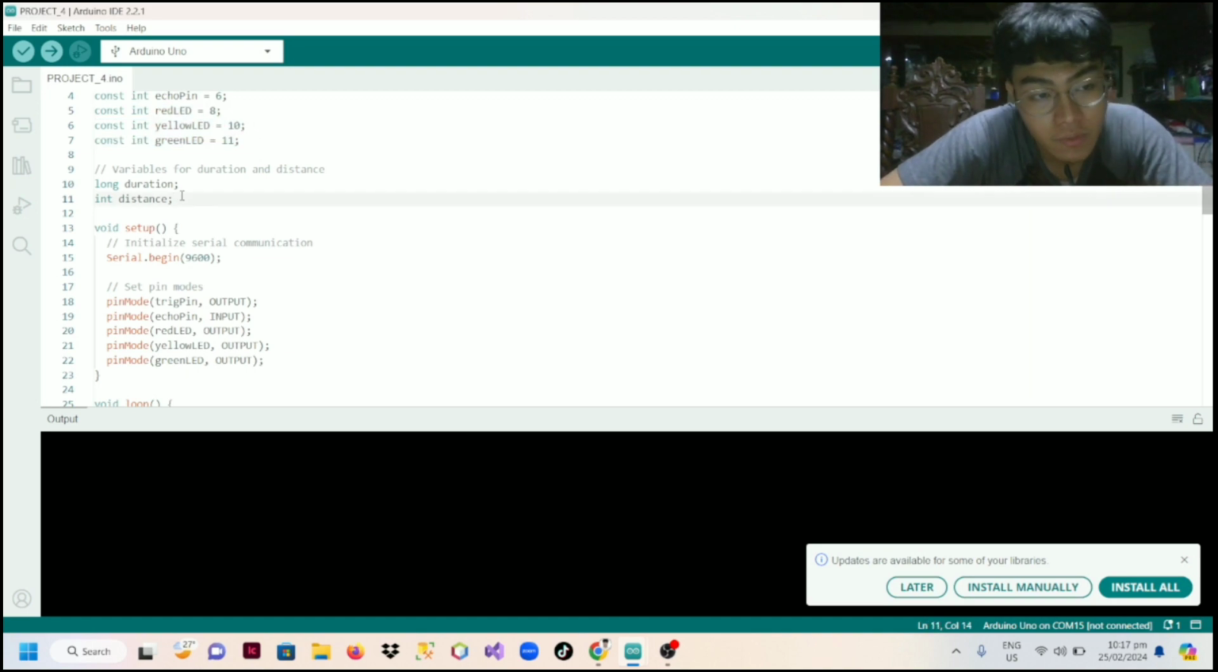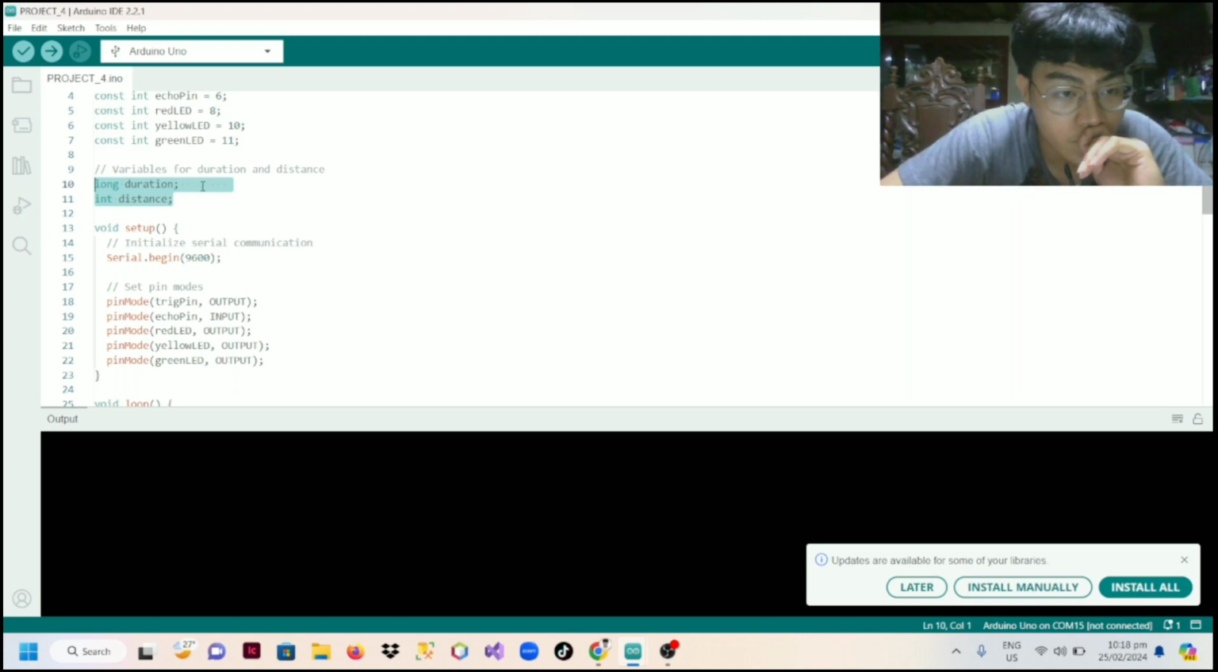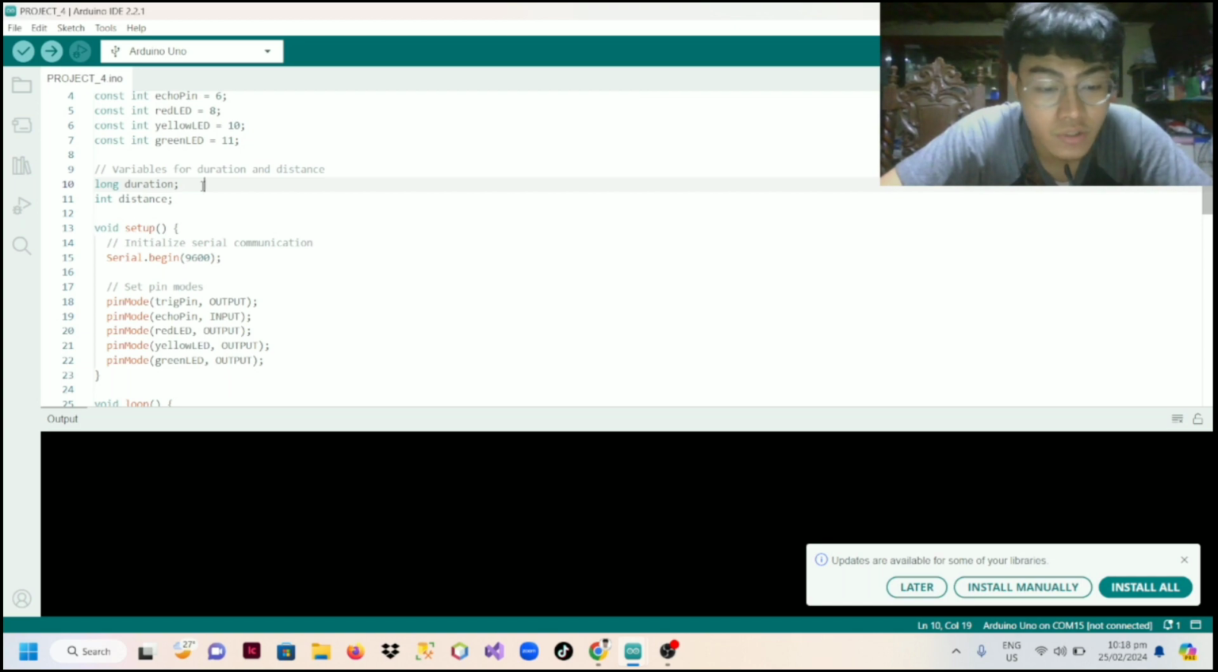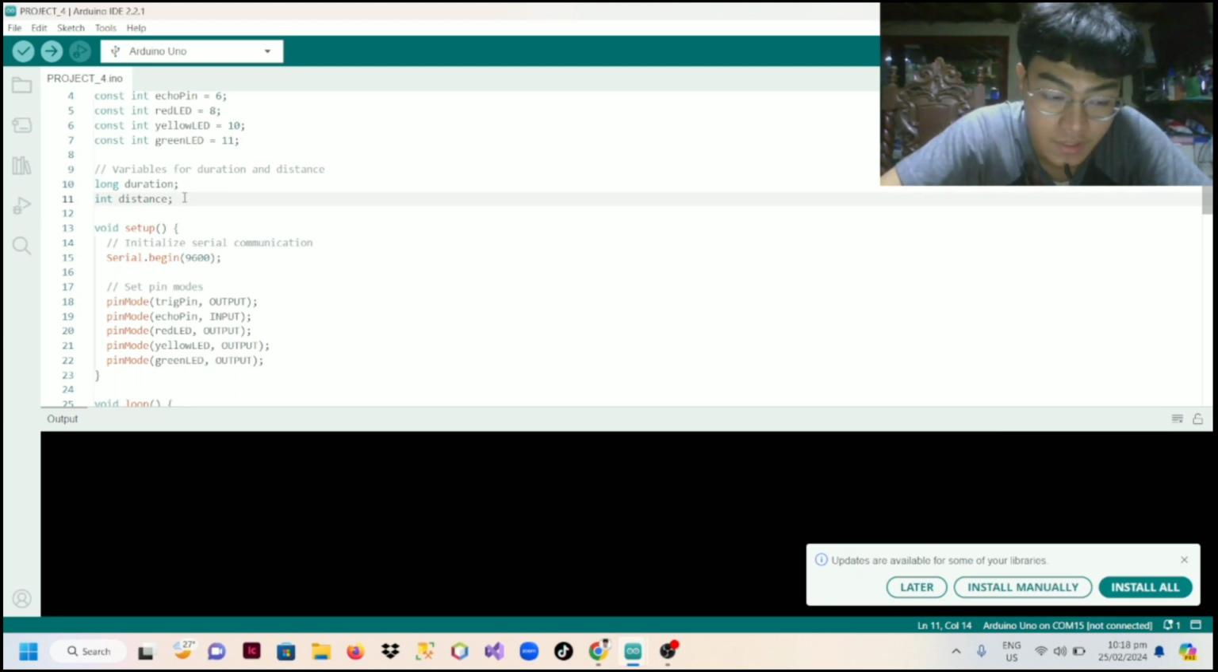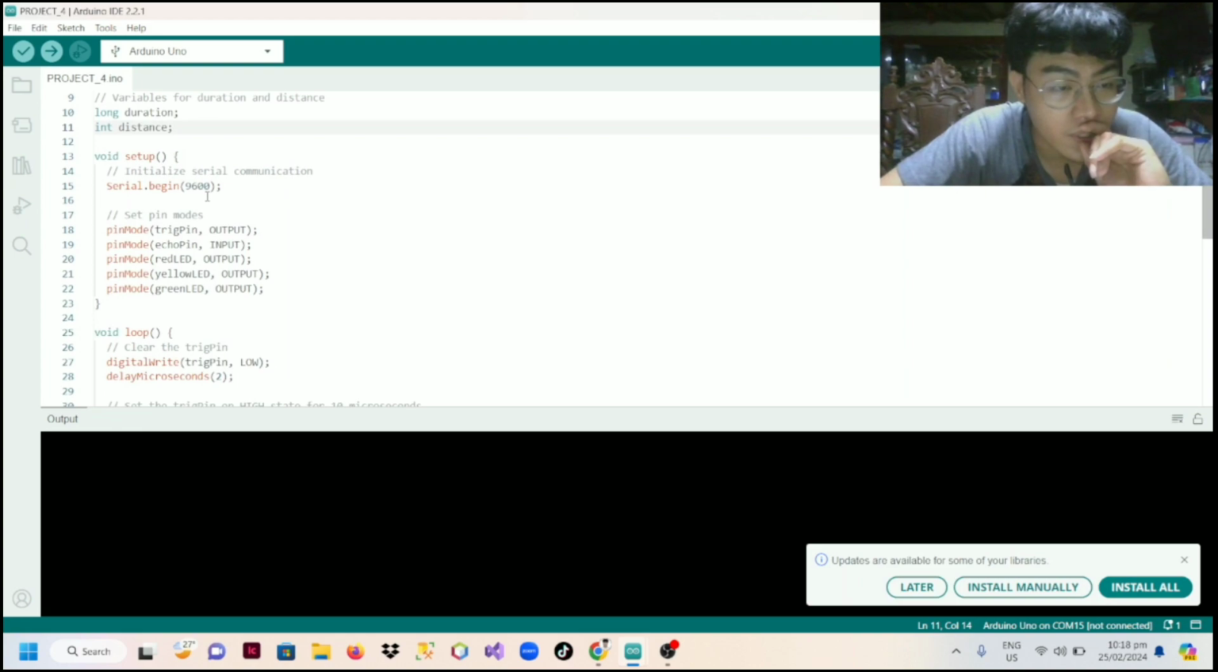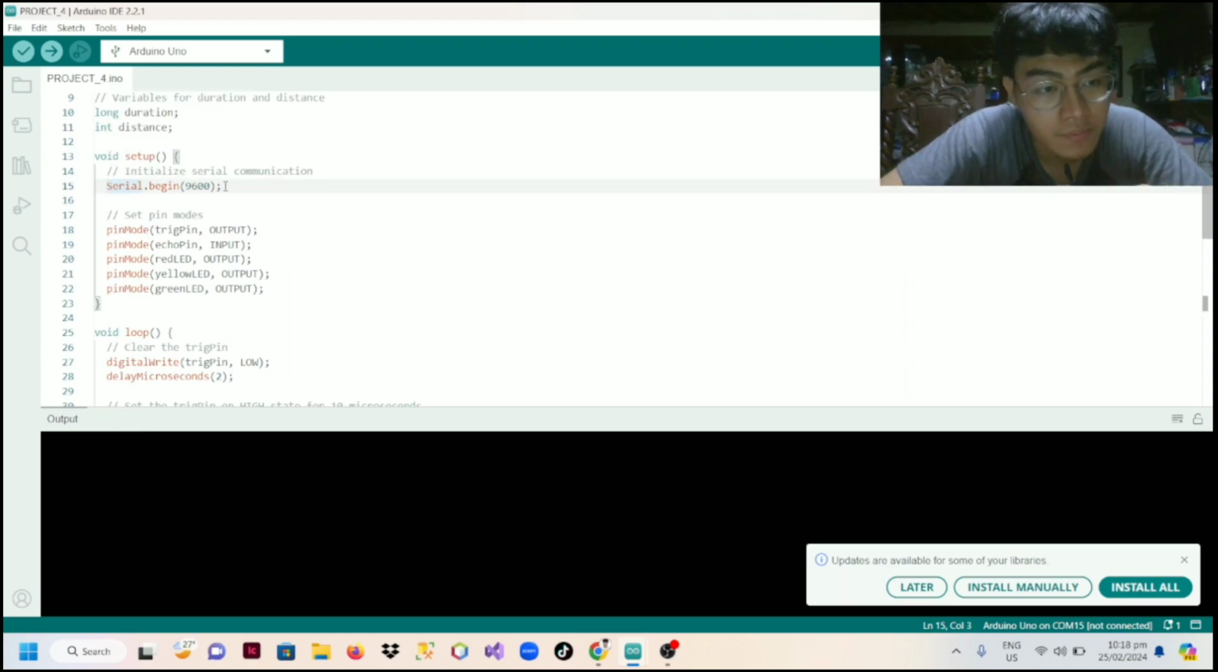So next one will be the non-constants. First will be the long duration, and this will be a long variable that will be used to store the duration of the sound wave's travel time. Meanwhile, this int distance is an integer variable, of course, that will be used to store the calculated distance based on duration.